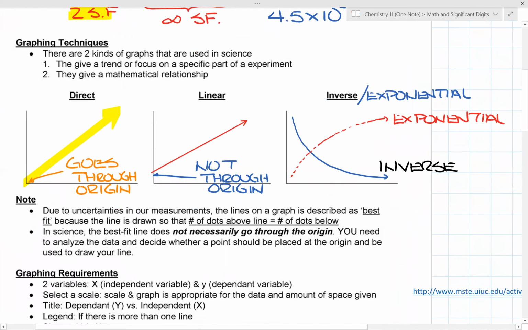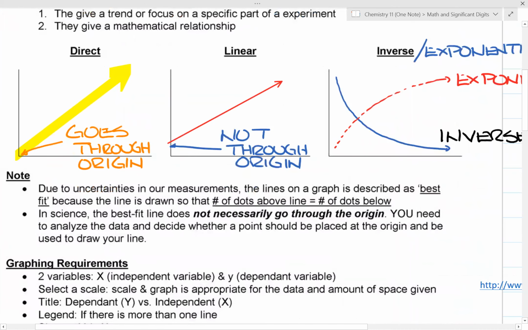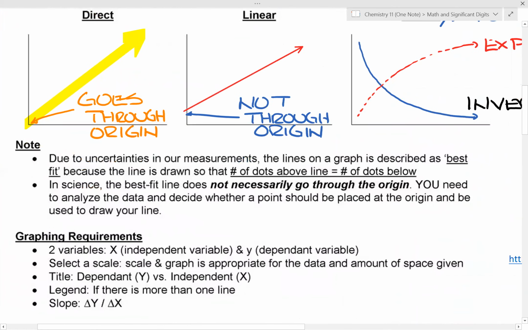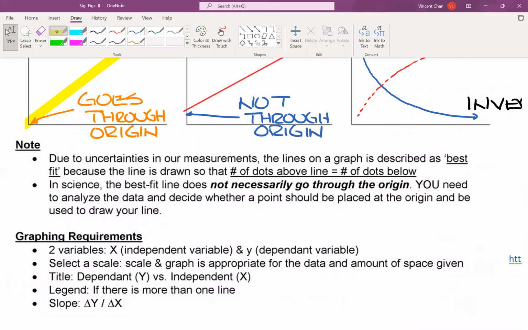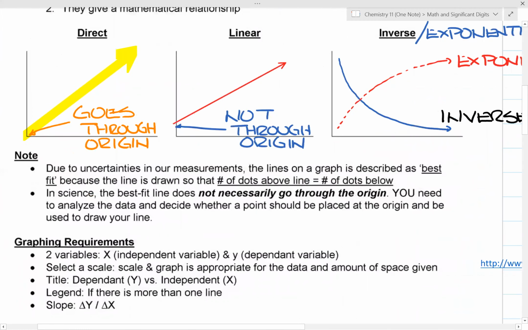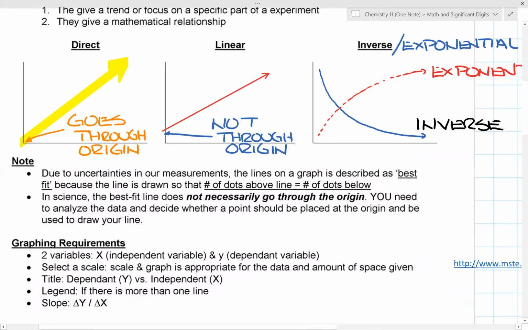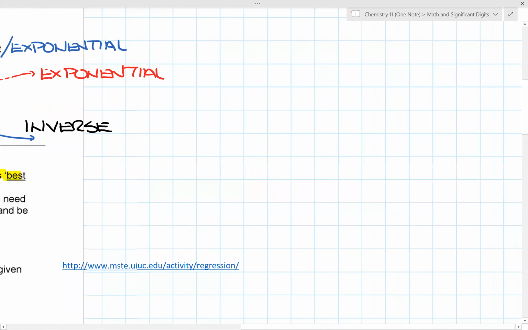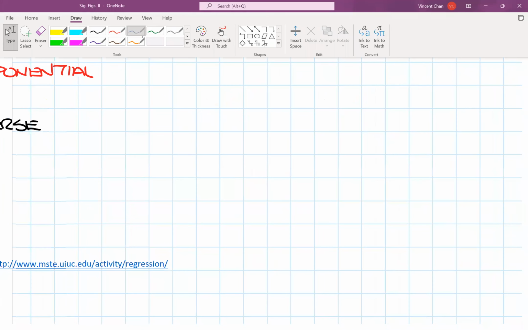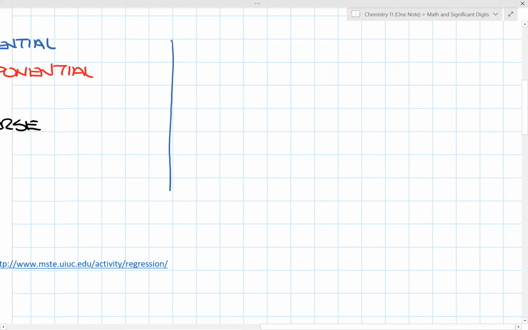Now, one thing that's very different when you talk about math and science graphing is that due to uncertainties in our measurement, the lines on a graph are described as best fit. Okay, so when we plot, whether it's direct, linear, exponential, or inverse, we have what we call best fit lines. Okay, and the line is drawn so that the number of dots above equal the number of dots below. Now, what do I mean by this? So let's say if we were to plot something. So we have our standard graph.